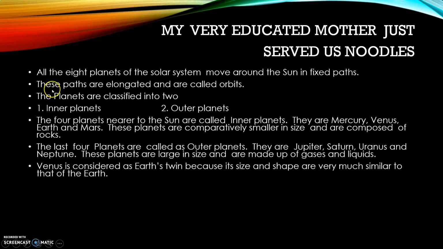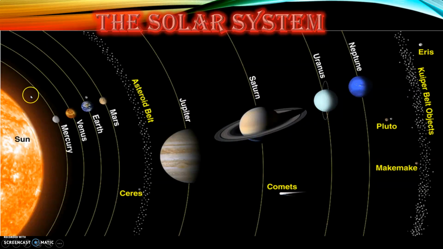Okay, now come to the lesson. All the 8 planets of the solar system move around the sun in fixed paths. These paths are elongated and are called orbits. The planets are classified into 2, inner planets and outer planets. Before only, see, I already showed you. These are all paths. These paths are called orbits.